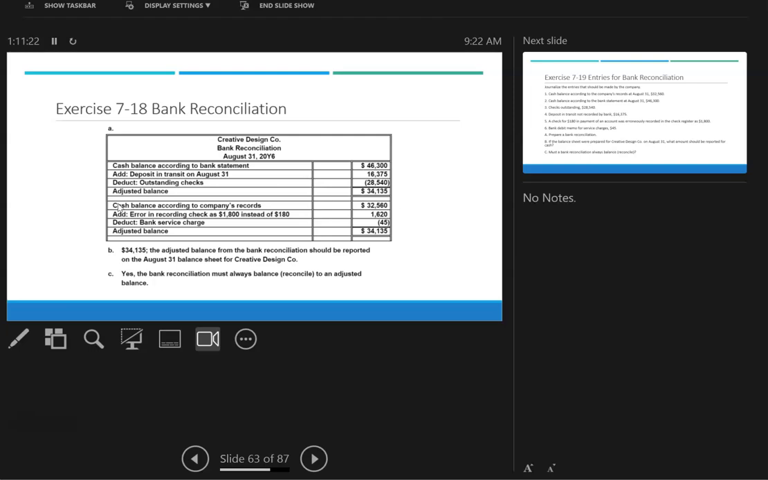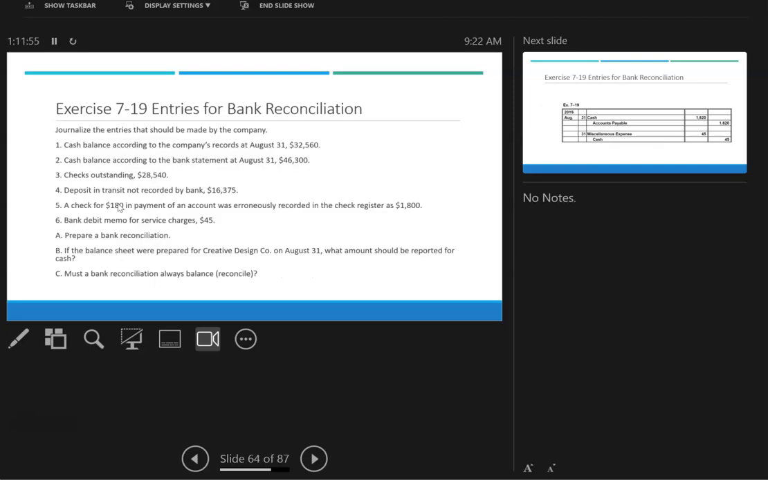So, in other words, we have a bank service charge of $45. The bank knows that, but we don't have it. And then, do you see there was an error in recording a check as $1,800 instead of $180? So that was something that the company did wrong. They incorrectly showed the check was $1,800, not $180. So we need to fix that on the company's books. Does that make sense?